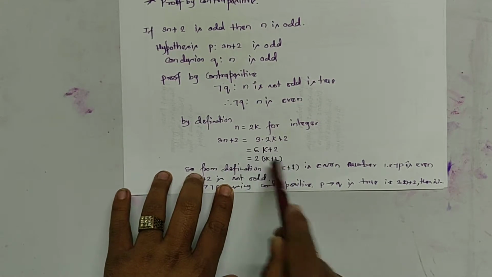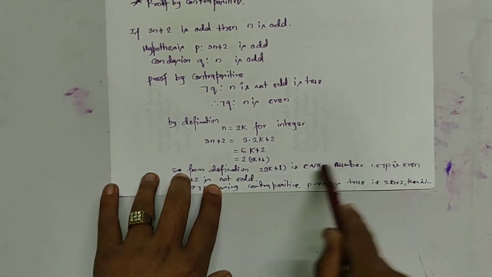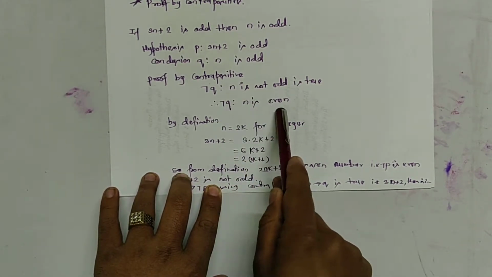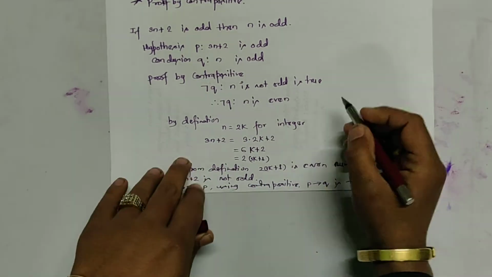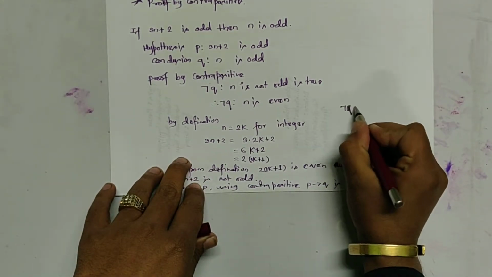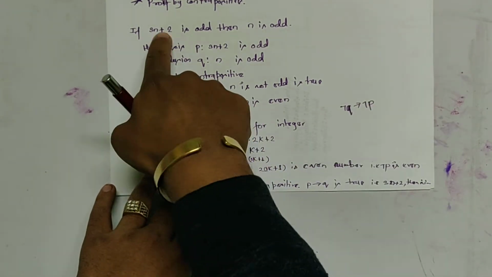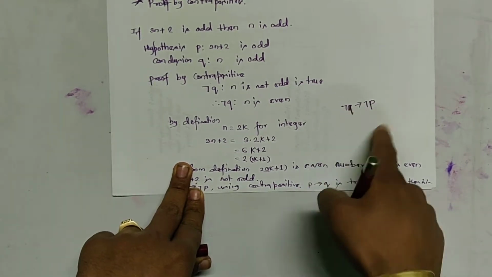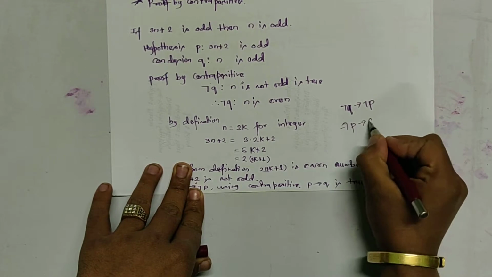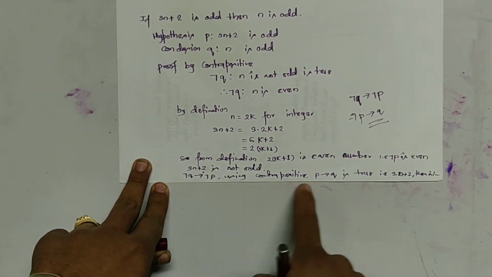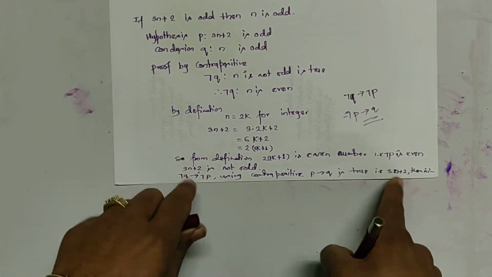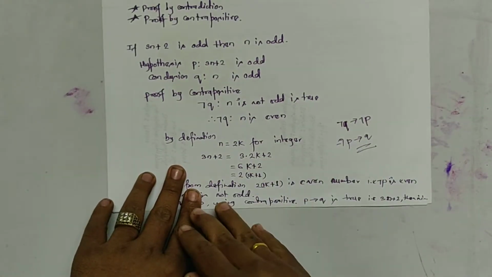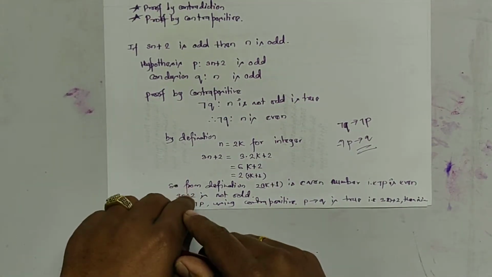So by the definition of an even number, it is in the form of an even number. Since it is an even number, 3n plus 2 is also an even number when n is even. That means not Q implies not P. Since we have generated not Q implies not P, this is called the contrapositive. So by using contrapositive, P implies Q is true. That means if 3n plus 2 is odd, then n is odd. In this way, we have used proof by contrapositive.